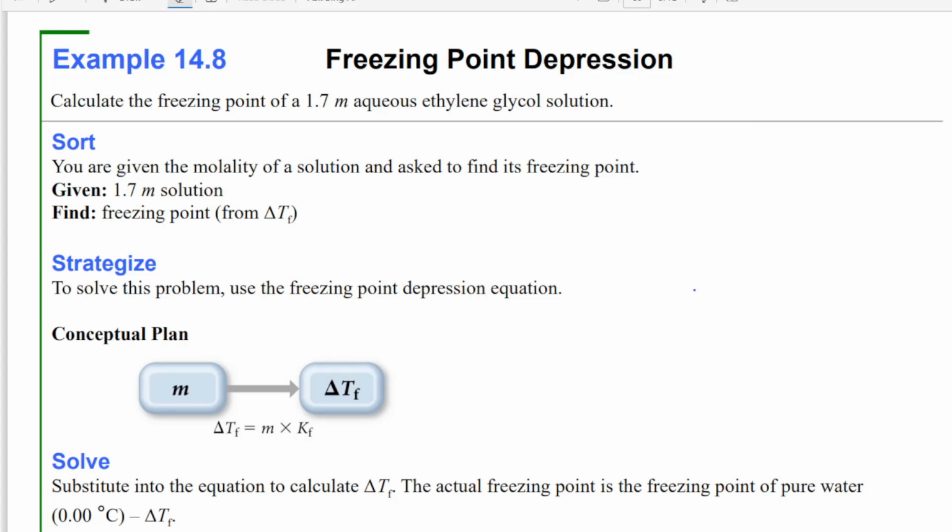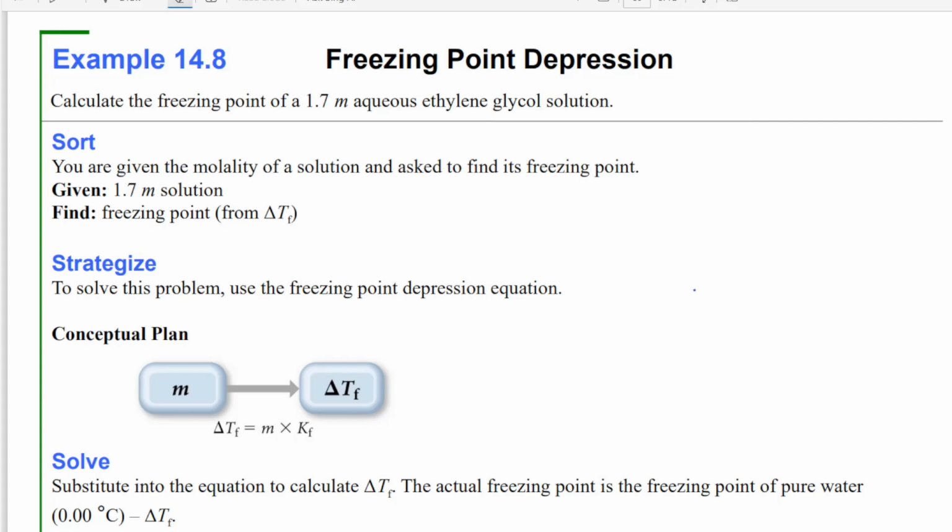Next, we'll calculate freezing point depression. Example 14.8 says, calculate the freezing point of a 1.7 molal aqueous ethylene glycol solution. Ethylene glycol is a non-ionic solute.